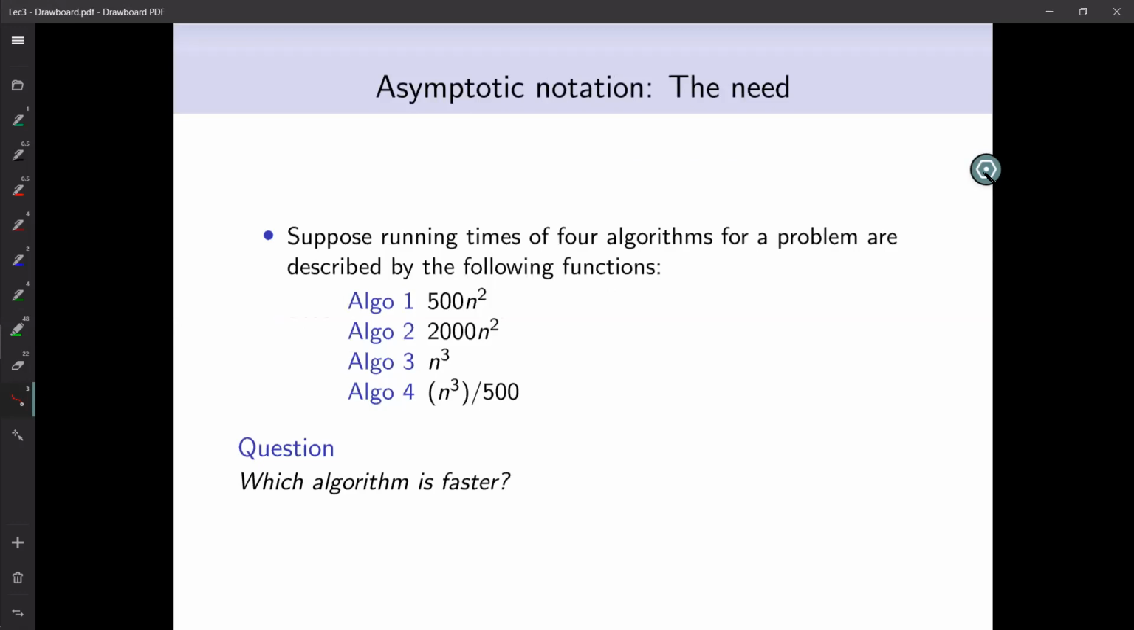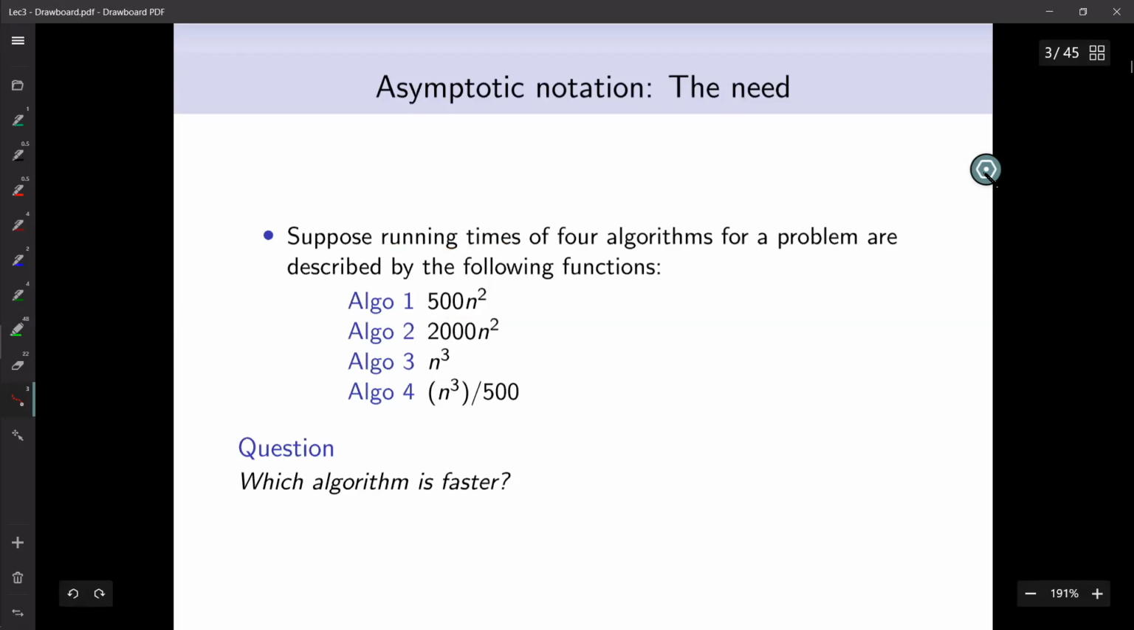So we'll start with the motivation for asymptotic notation. So let's consider the following scenario. Suppose we have a computational problem, whatever it is, and suppose there are four algorithms. So there are four different algorithm designers, and they came up with four different algorithms. Additionally, suppose the running times of these algorithms are as given below.